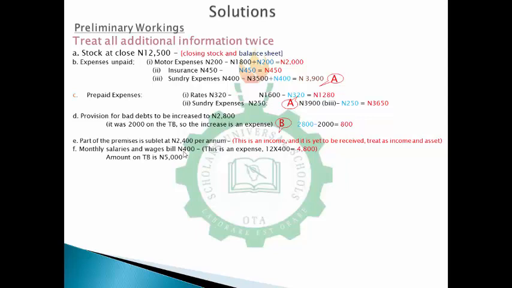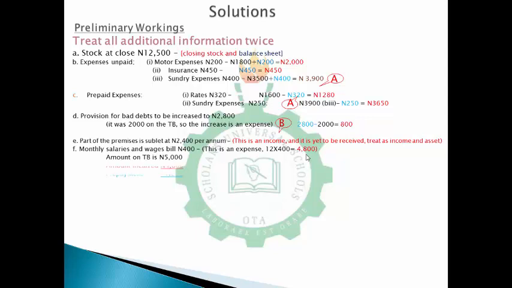So definitely, when you are paying a monthly salary of 400 naira by 12, because you have 12 months in a year, 400 naira by 12 will give me 4,800. So normally what that is telling me is I am supposed to pay monthly salaries and wages for 1 year of 4,800 naira. However, the amount on my TB is 5,000 naira.